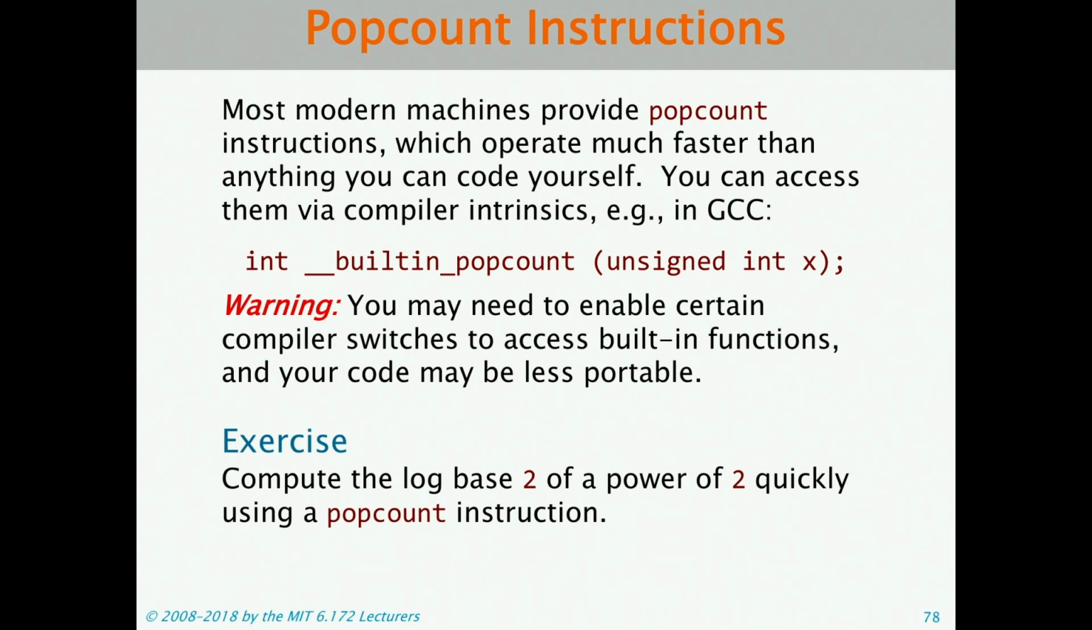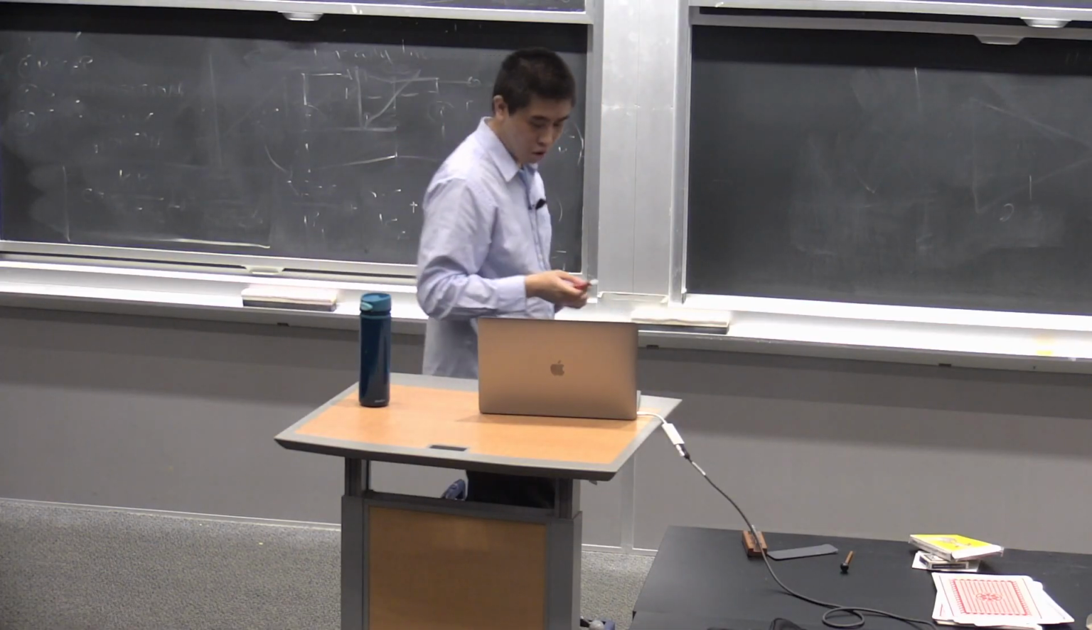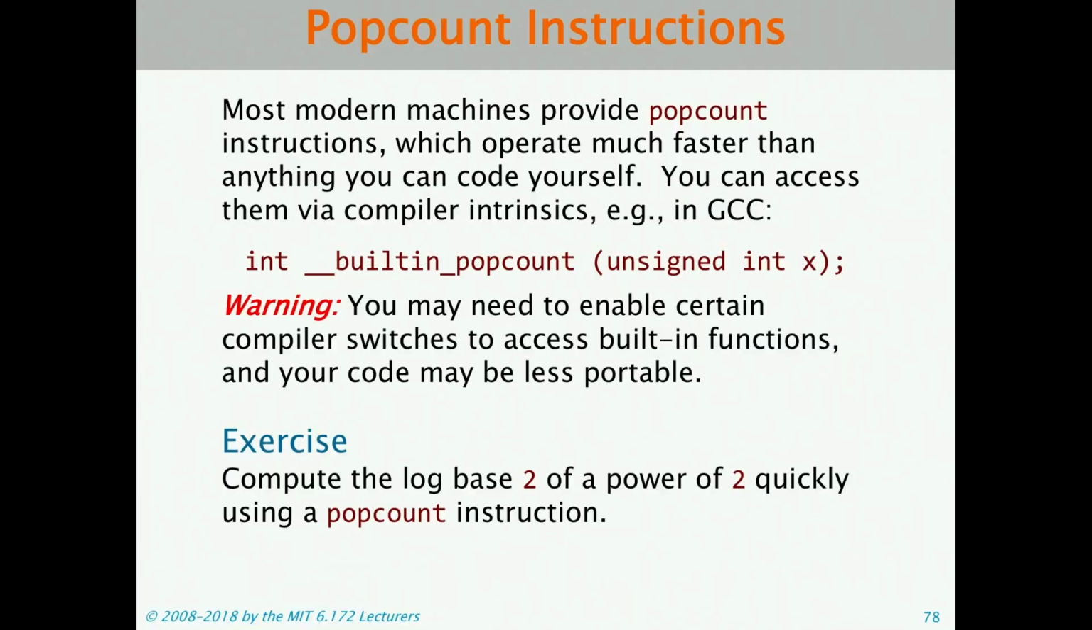So one question is, how could you get the log base 2 of a power of 2 quickly using a pop count instruction, instead of using the De Bruijn sequence trick? Yes? Decrement and then use pop count. Yeah, so what you do is you subtract 1 from the power of 2, and that's going to flood all of the lower bits with 1s, and then when you execute pop count, it's going to count the number of 1s, and that gives us the log base 2 of the power of 2. So good answer.